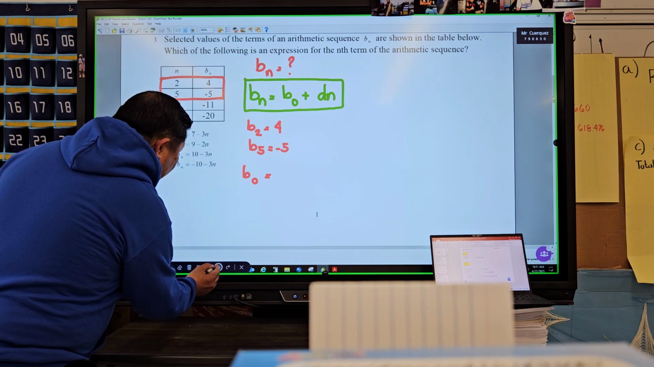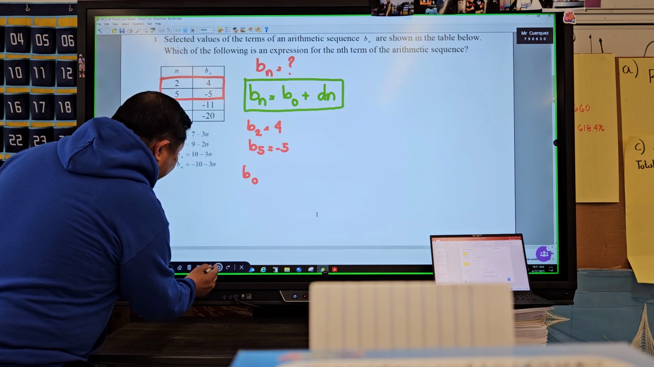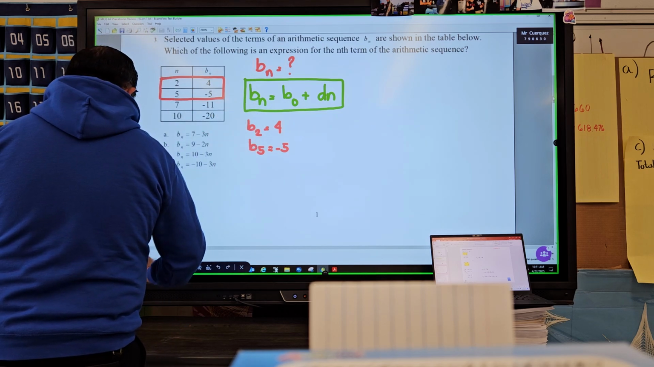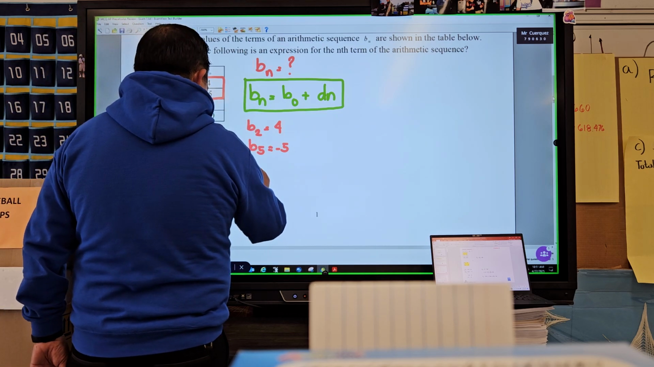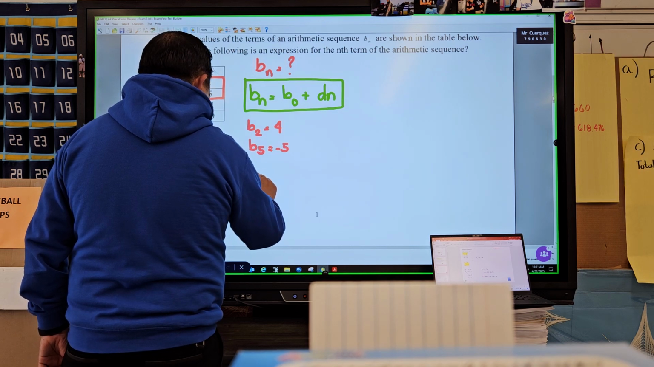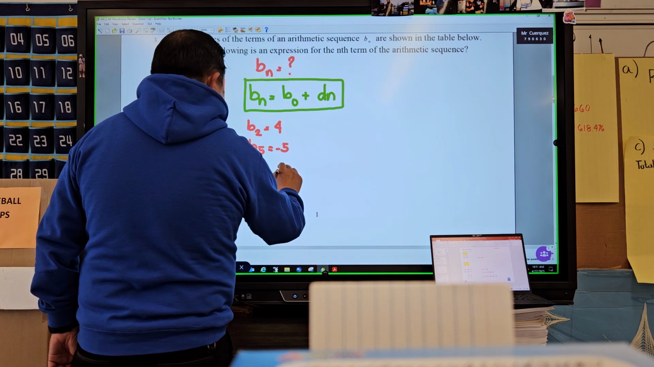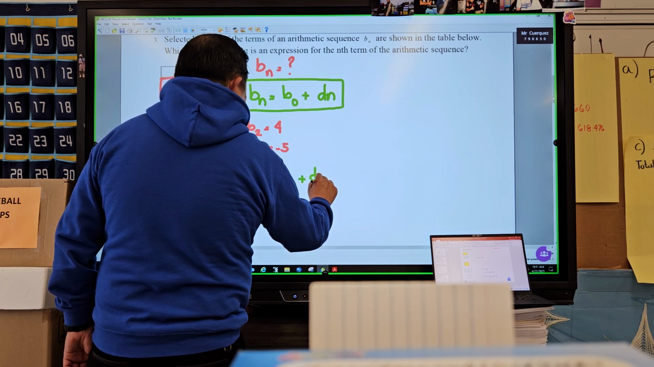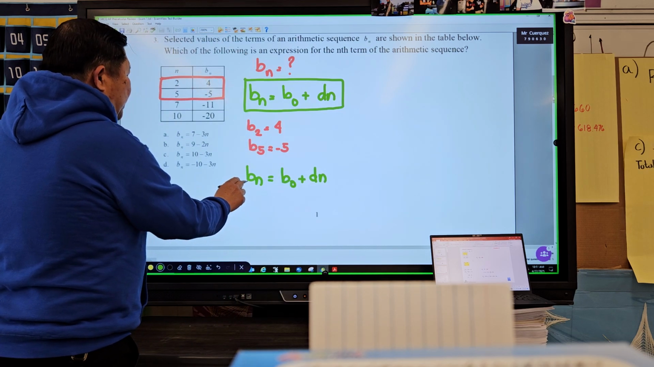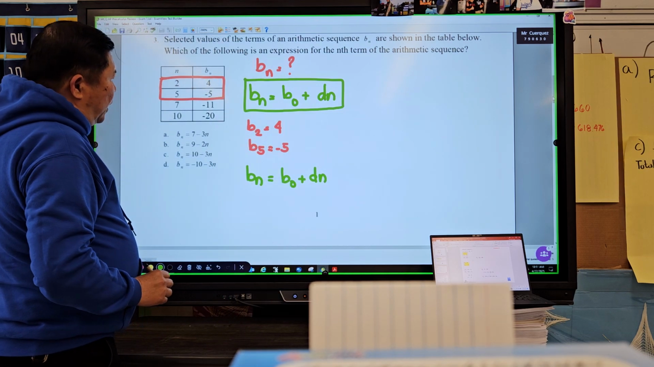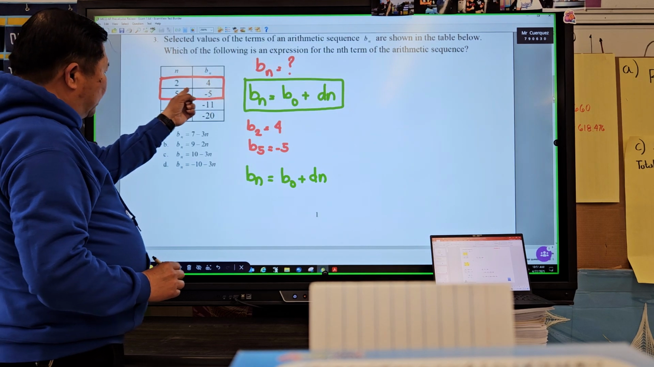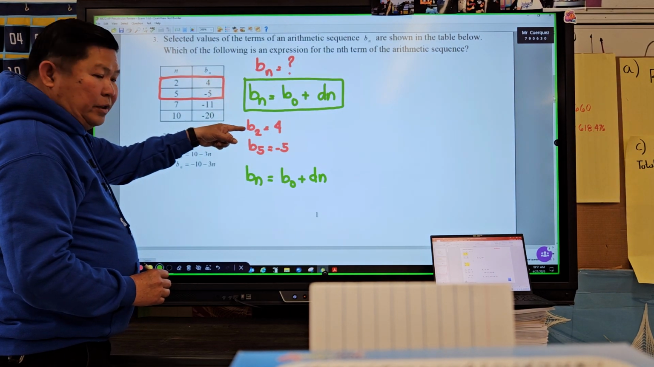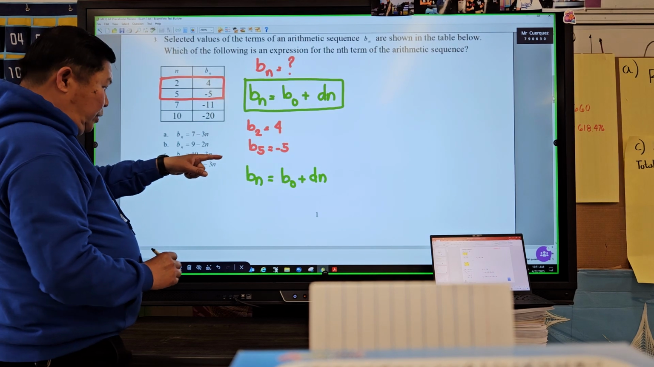Can I just follow the one highlighted in green? This one, the green one. That bn is equal to b sub o plus dn. But what is bn? If we use this one, that means this is 4, right? The b sub 2, okay?